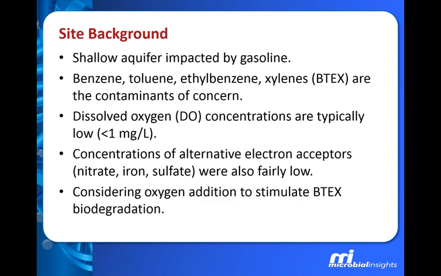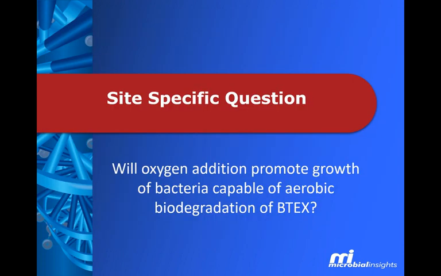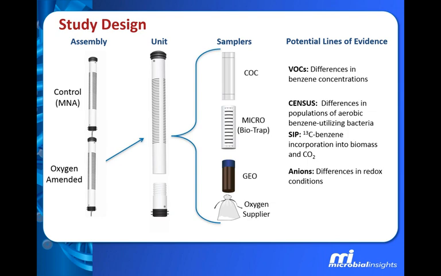Here is another beaded biotrap type of study. This is a gasoline-impacted aquifer. Now switching to hydrocarbons, a shallow aquifer impacted by gasoline, of course, BTEX components were the contaminants of concern. Dissolved oxygen concentrations were typically quite low. Concentrations of other electron acceptors also fairly low. The client in this case was considering oxygen addition to stimulate BTEX biodegradation. So, of course, our site-specific question here: is oxygen addition going to promote the growth of the organisms that are capable of aerobic degradation of BTEX?